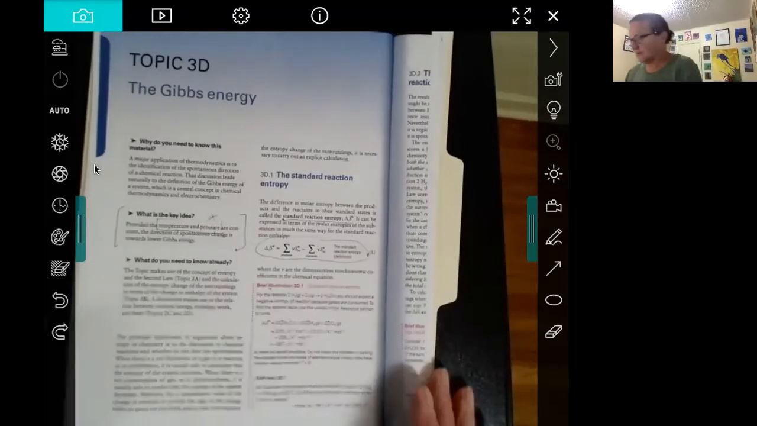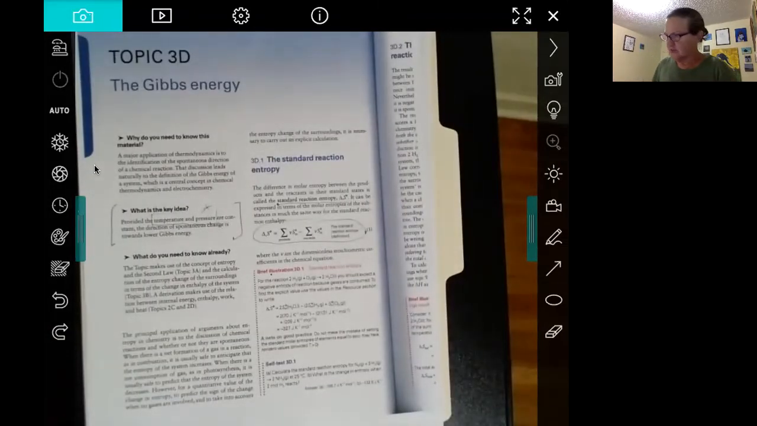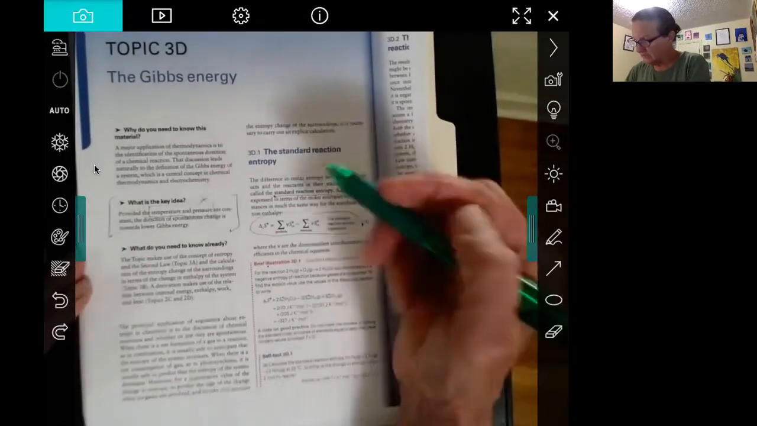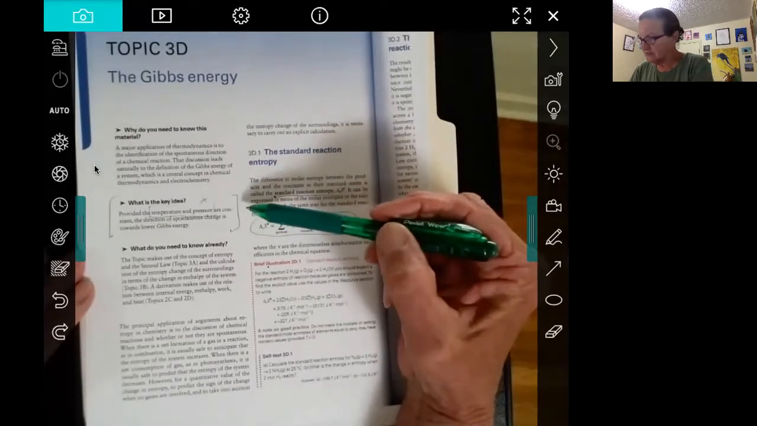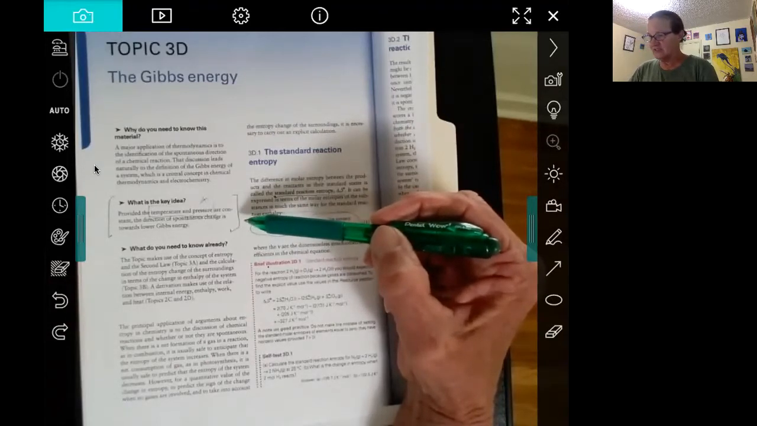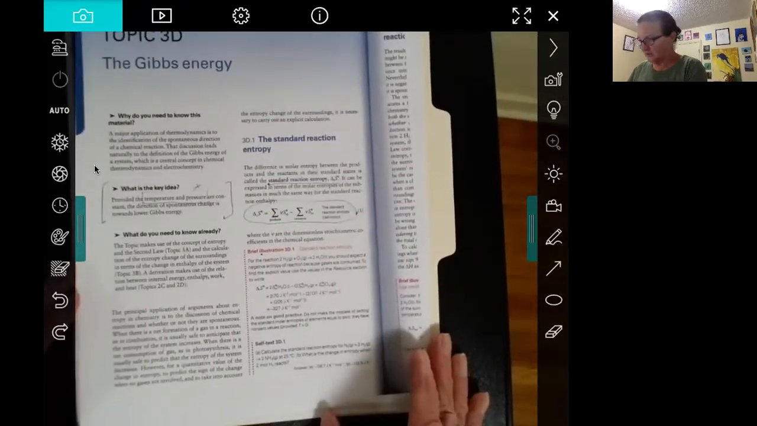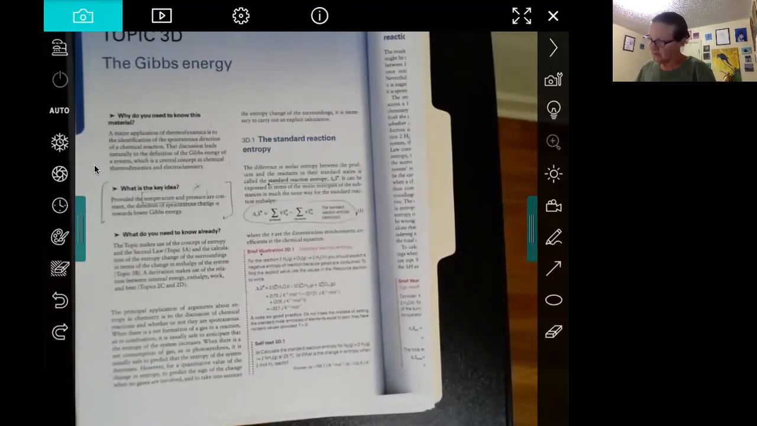Okay, so this is topic 3D, the Gibbs energy. So it's a new thermodynamic function. You've used it in other courses and you saw briefly where it came from in Chem 108, but this will be a little bit more detail. So the key idea in this topic is that if the temperature and pressure are held constant during a process, then the direction of spontaneous change is towards lower Gibbs energy. So we're going to totally understand that when we finish up this topic.